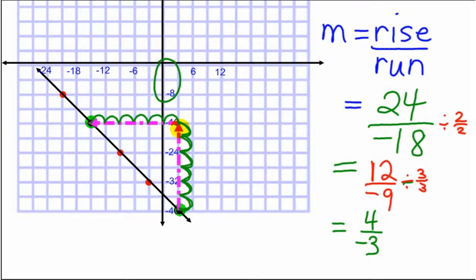There's no point in changing it to a decimal, because then I lose the whole rise and run aspect of my answer. So as uncomfortable as it might be to leave our answer as a fraction, this is a great answer. So the answer of 4 over negative 3, or if you prefer negative 4/3, is a perfectly good answer for how you find the slope.